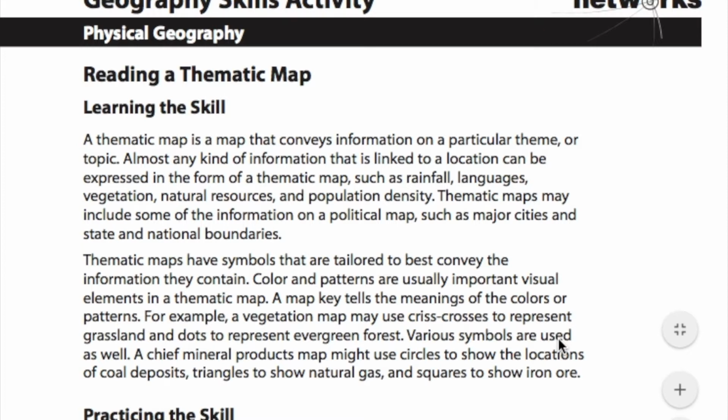They're going to need to represent that with those different types of symbols. Take a look at this example that you might look at later on down the road when we're studying different parts of the country, to see what those resources look like on a specific thematic map.